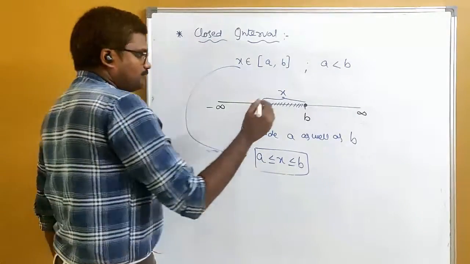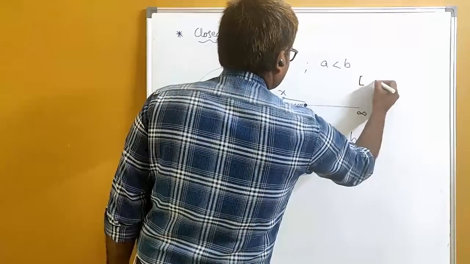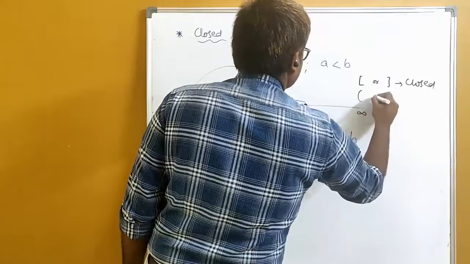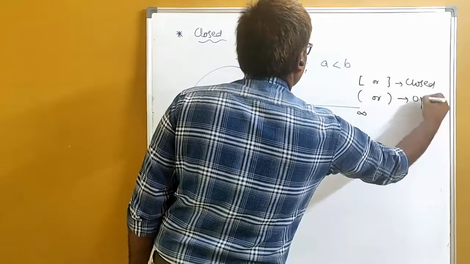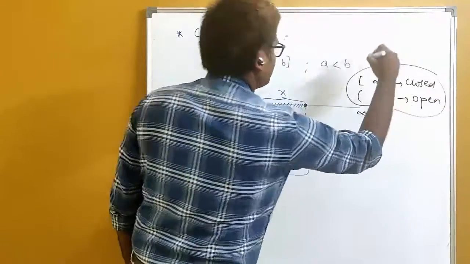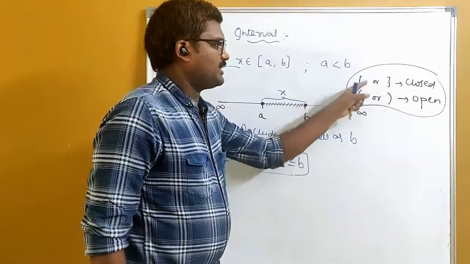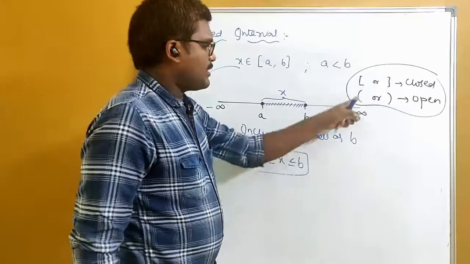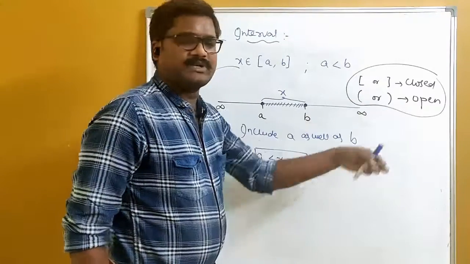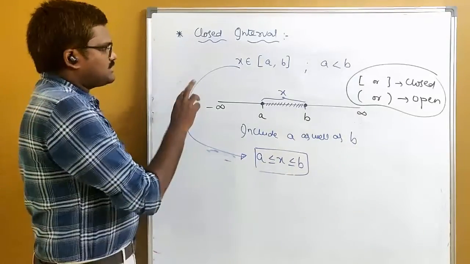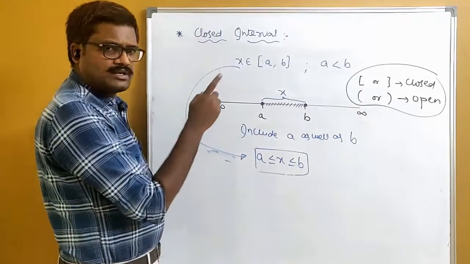Understood? So these are closed brackets. This one or this one, these are open brackets. Understood? So when you find this bracket, it means that it is a closed interval. When you find this bracket, it means that it is an open interval. Understood? So this is the difference between open interval and closed interval.